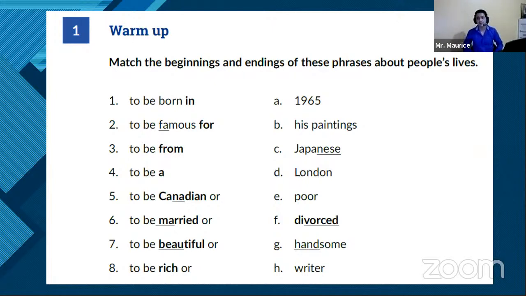I see Mr. Fabian Mosquera. Please, number 7 and number 8, please. To be beautiful or handsome, to be rich or poor. Okay, thank you. That's it, okay? This is a nice activity. Now, let's take it out. That's correct.